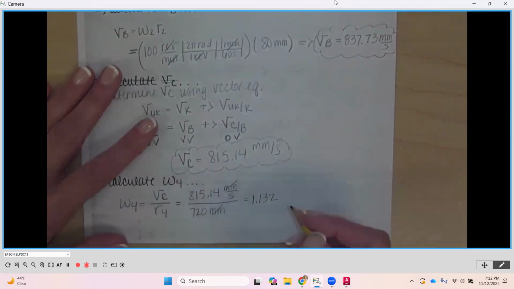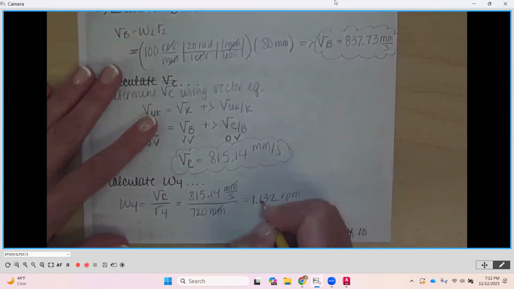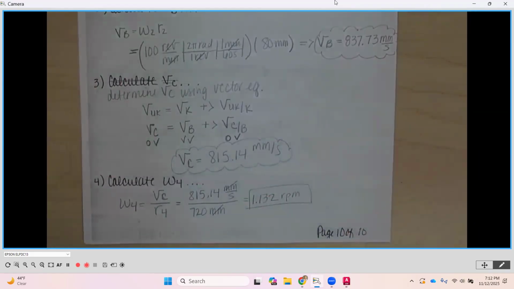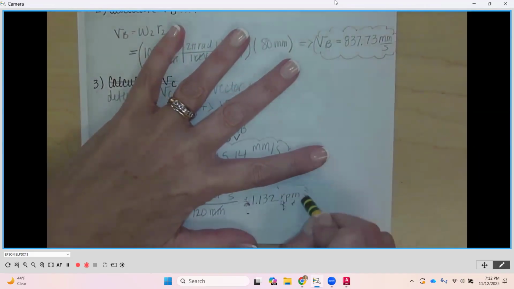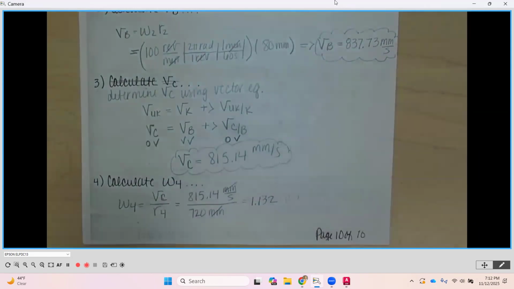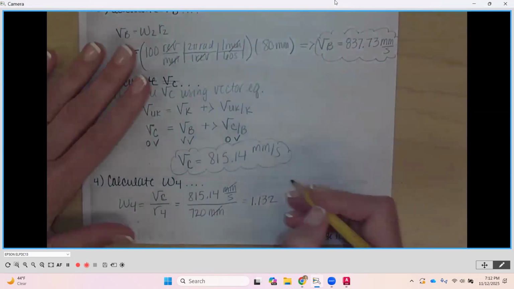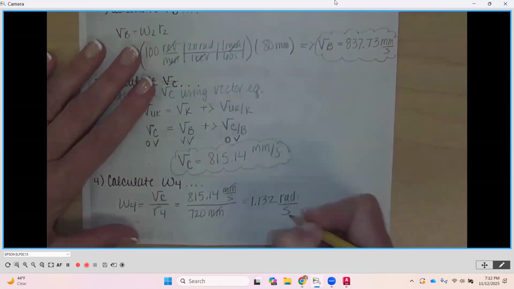Is that what you get? 1.132 RPMs? Jesse, this is radians per second. Exactly. Watch your units. Notice that the millimeters canceled out. This is not my final answer yet. Hopefully you're paying attention. So this is radians per second.